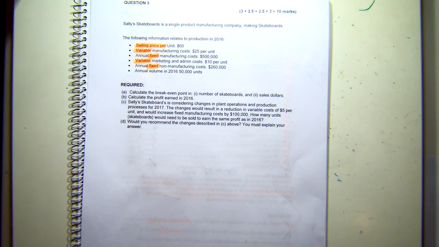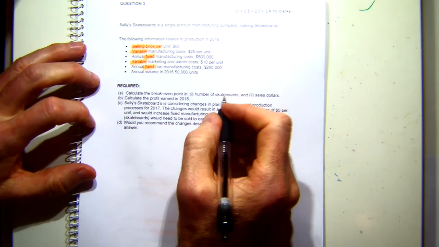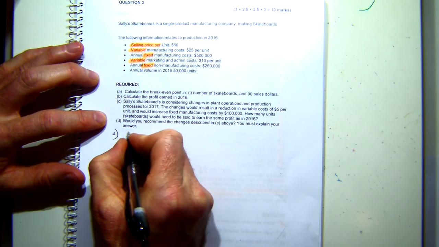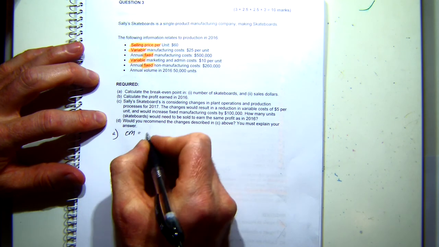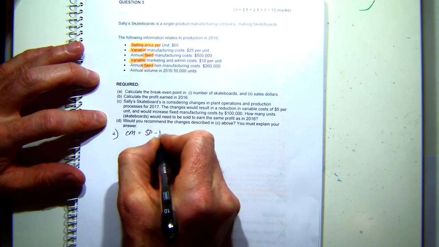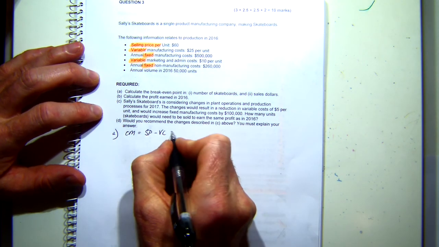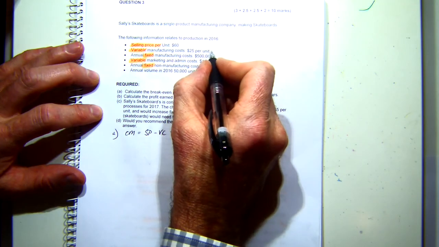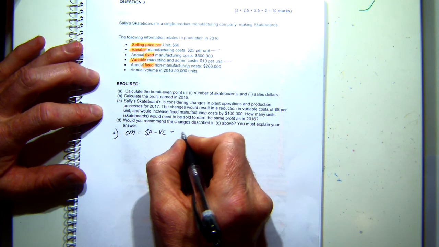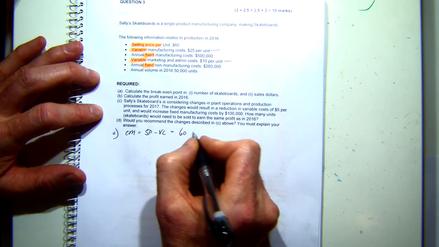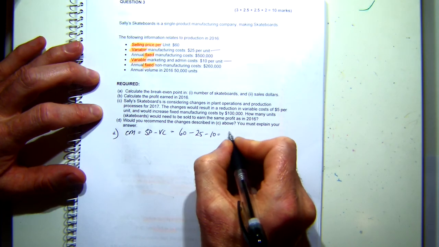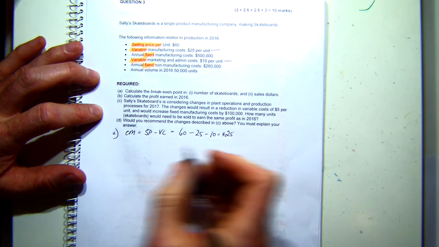To calculate my break-even, the first thing I need to do is calculate my contribution margin. My contribution margin equals my selling price minus my variable costs. I've got two variable costs and a selling price. So I've got 60 minus 25 minus 10 equals $25. So my contribution margin is 25.